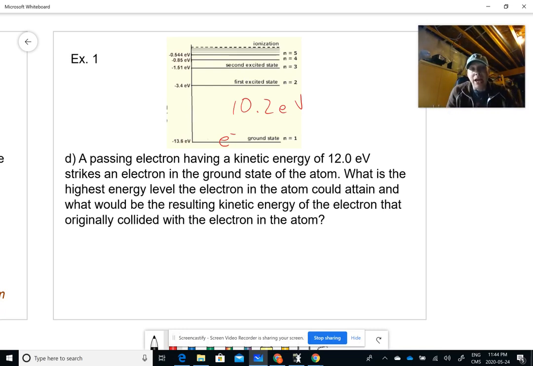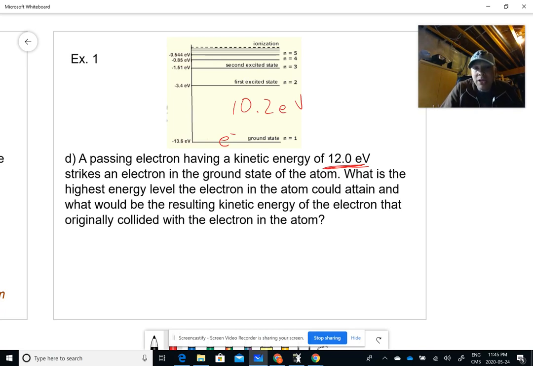What's more likely to happen is to have free electrons passing by with kinetic energy that hit them. And if you do that, you don't have to have the exact amount. You just have to have at least that amount, okay? Now, it says that this electron has 12 electron volts of energy. It's going to give it as much energy as possible. So it might not even go to the first excited state. It might have enough to go to the second or the third. So we have to kind of determine that, right?